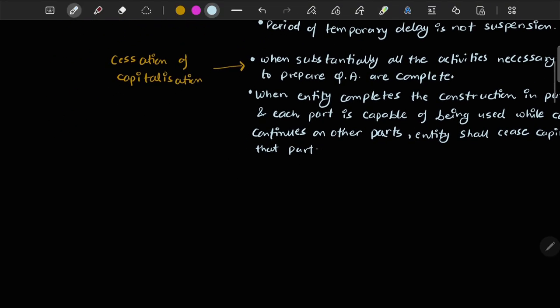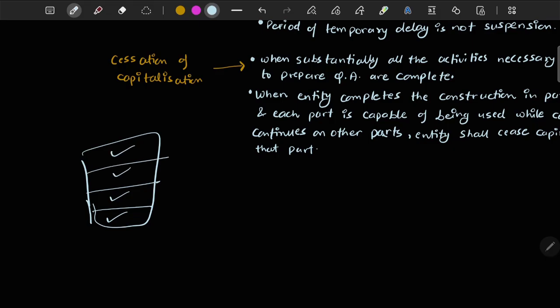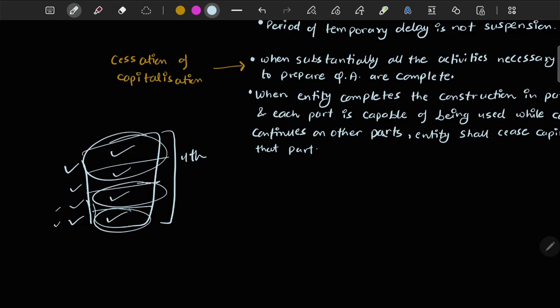So let us say we have a building and we are constructing the building. Now in the first year our first floor is completed, then in the second year the second floor is completed, now in the third year our whole building is completed. So we are not required to capitalize the whole building at once in the fourth year. We will capitalize floor by floor because we can use it on individual basis. So we can capitalize this in first year, this in second year, and this in the third year.